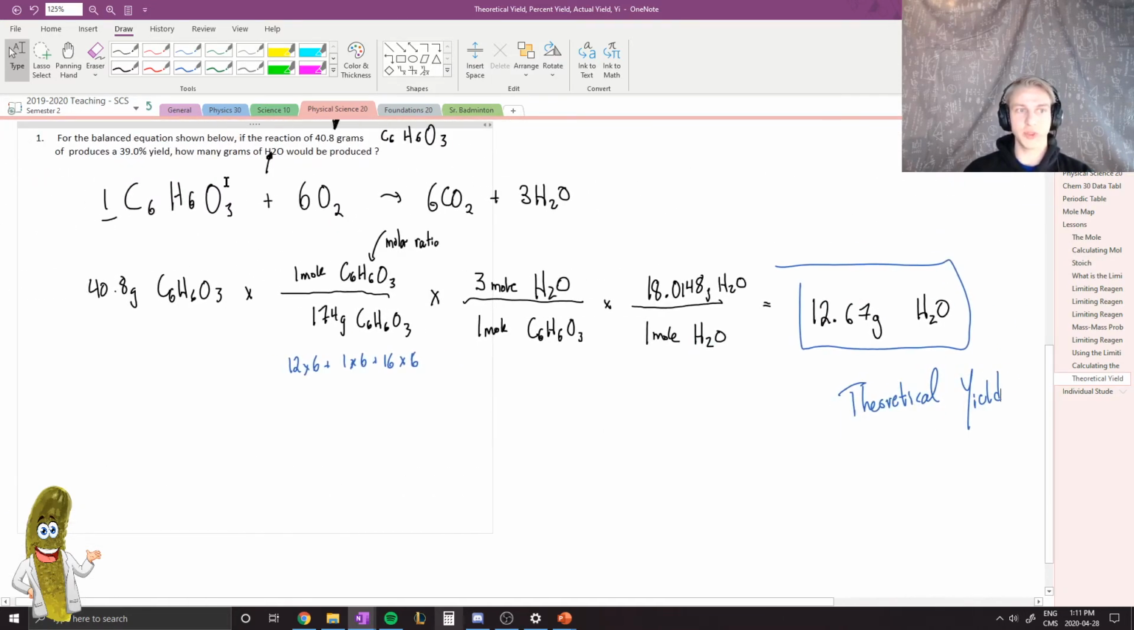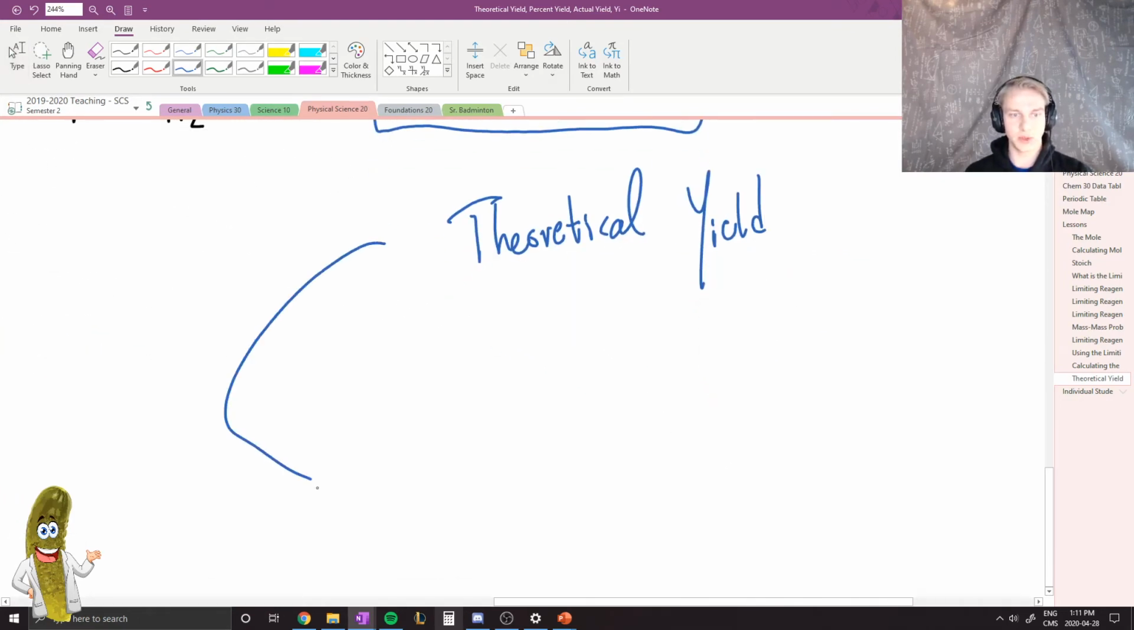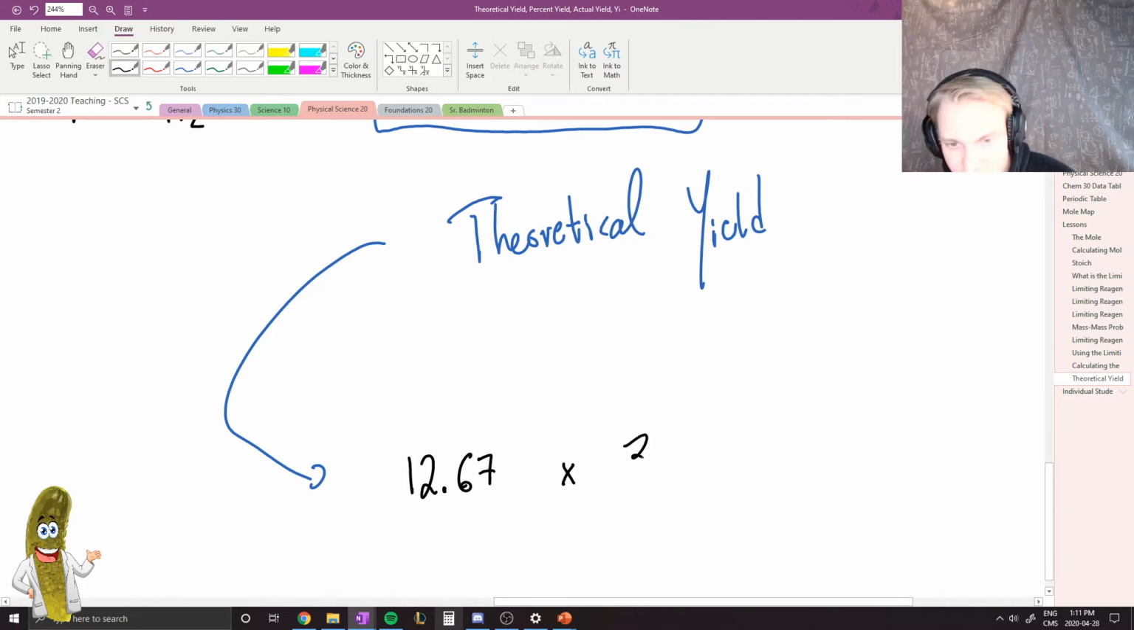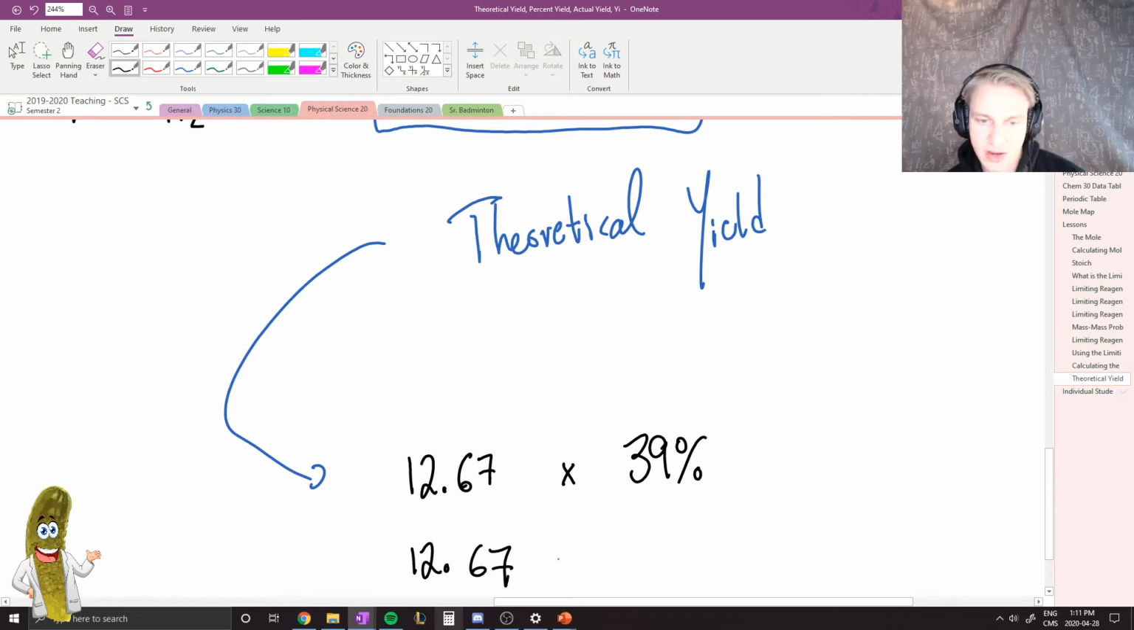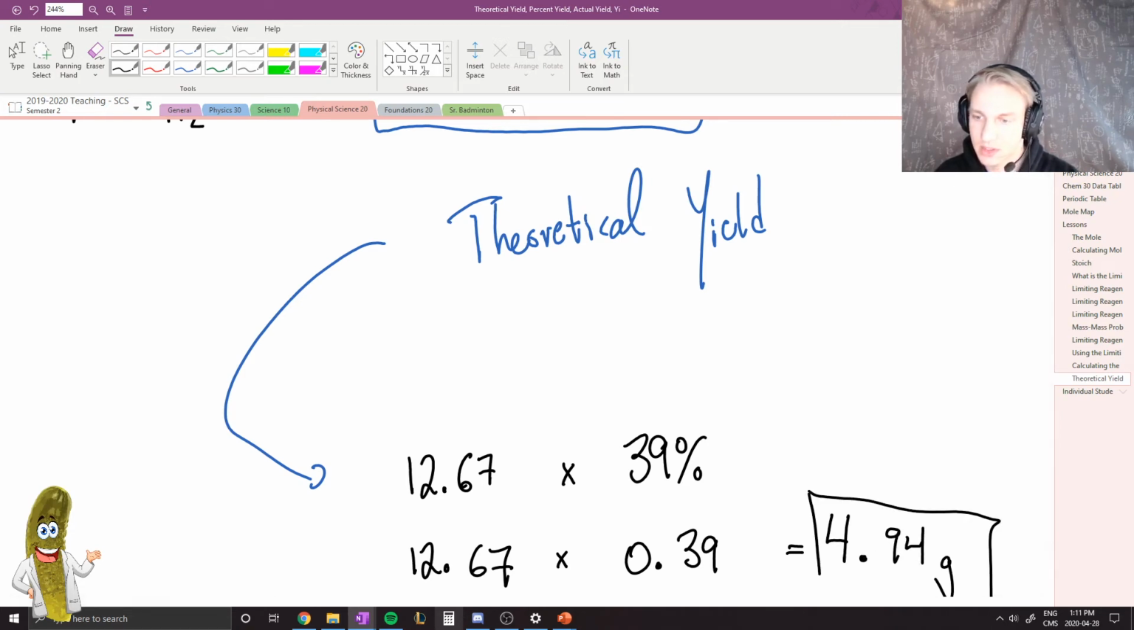But in this question, we were told that it produces only 39% of that. And so what I need to do with that number is take that 12.67 and multiply that by 39%. So in other words, I'm going to take 12.67, and a percent is out of 100, so I would divide 39 by 100 to end up with 0.39. And when I do that, I end up with a final solution of 4.94 grams, like such.